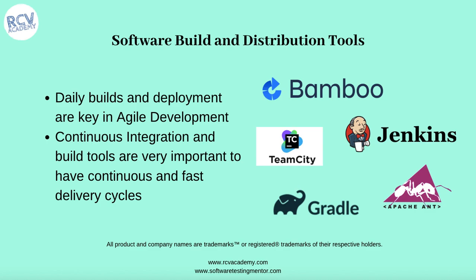Some of the tools used for software build and distribution are Bamboo and Jenkins. Jenkins is very famous. Gradle, Ant is another build tool, and TeamCity. So these tools are very helpful for continuous integration and continuous delivery of the software.